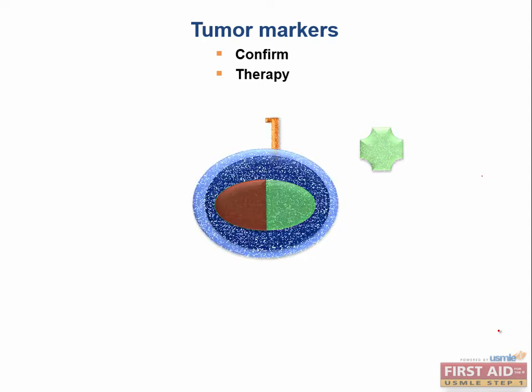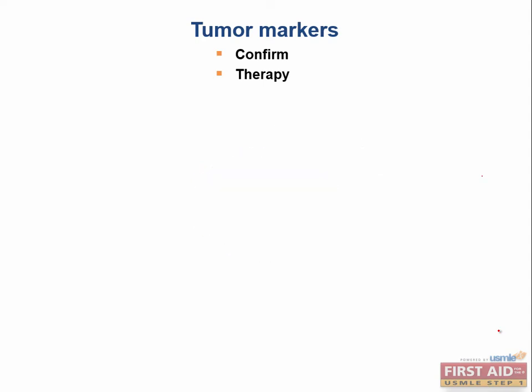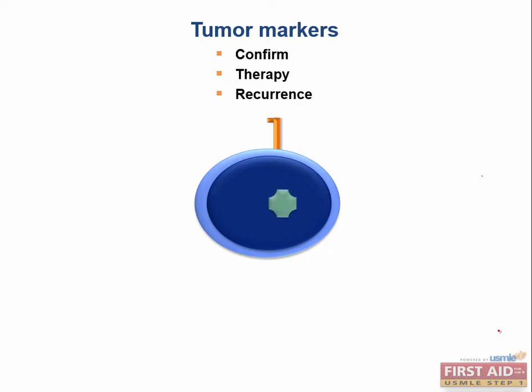Okay? And the third and final thing is if that tumor cell pops back up and recurs, we're going to know it because the tumor marker is going to increase. All right, so that's what tumor markers do. That's the purpose that they serve.